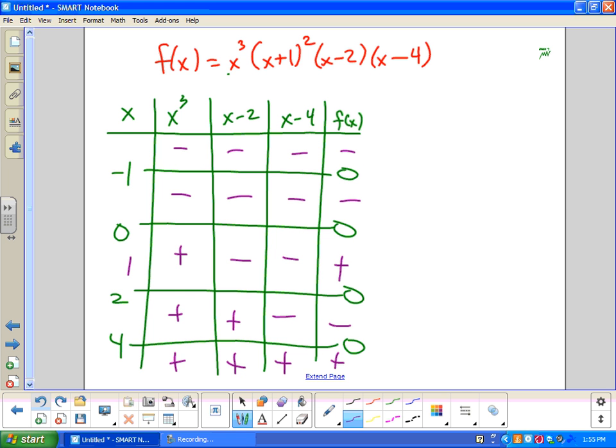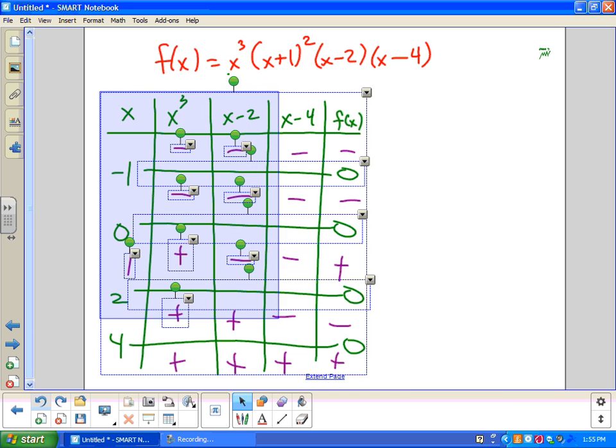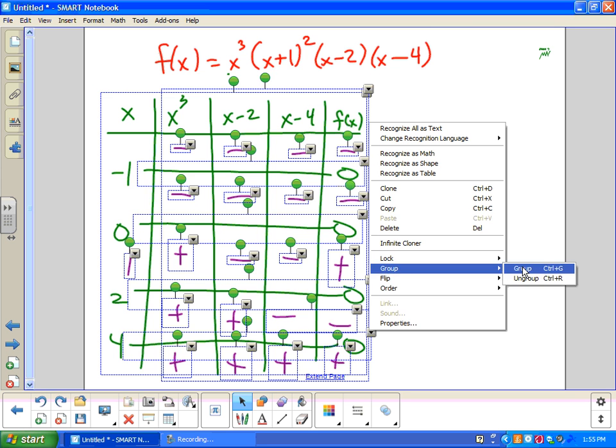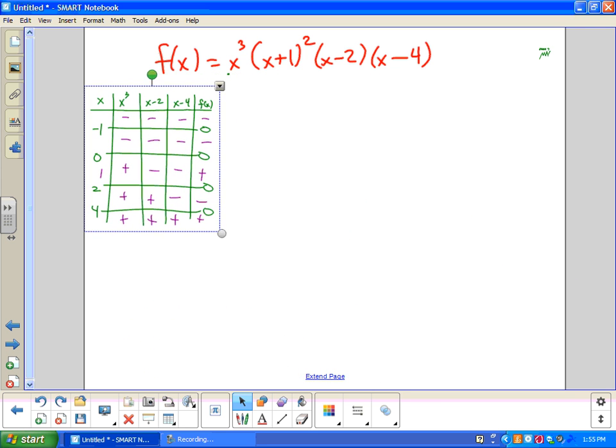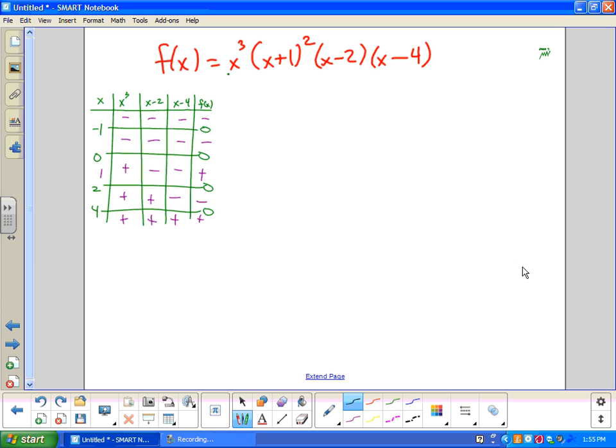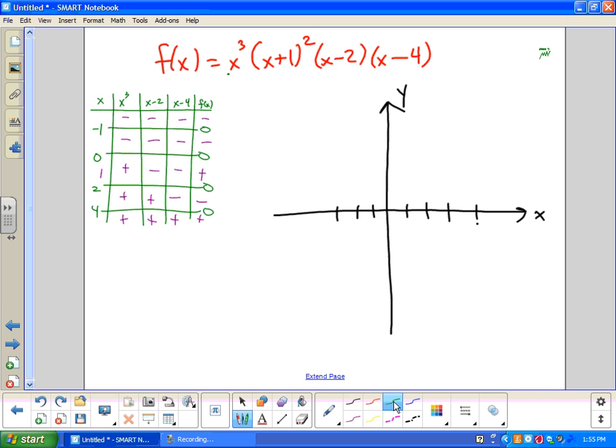So here we go. I have a big old sign table, and I'm going to group it and make it a little smaller to give us some room. Save it over here. First thing I'm going to do on my coordinate system, besides label the axes, -1, -2, -3, 1, 2, 3, 4, for the curve in green, is -1, 0, 0, 0, 2, 0, 4, 0. Everybody understand that? Initially, that's a big part of the score.